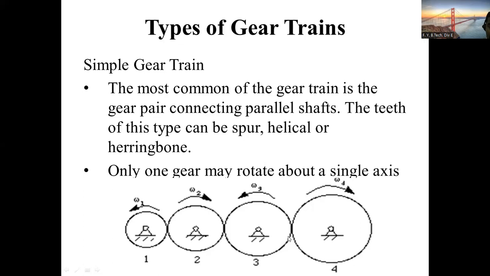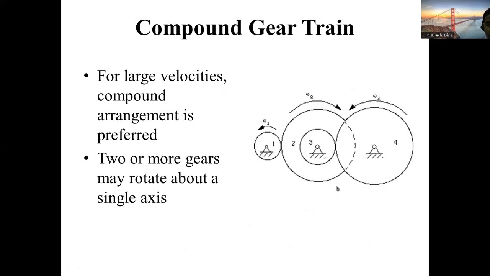So you can select a spur gear or a helical gear. Such an arrangement you can find in machineries, for example, the lathe machine. The next is the compound gear train. Put the heading: compound gear train.